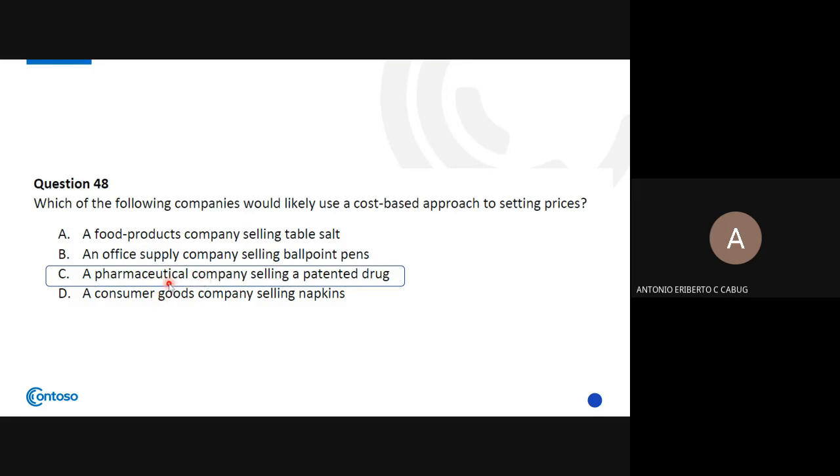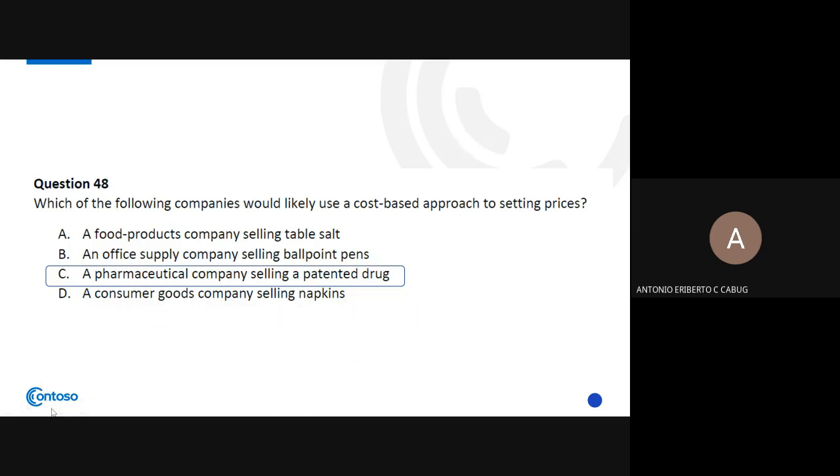Although there's a generic name that's the same, there's the effect of branding, and they have some slightly different mixture. A food products company selling table salt, more or less the price is standard. This is a commodity. An office supply company selling ballpoint pens, standardized. Consumer goods selling napkins, standardized.